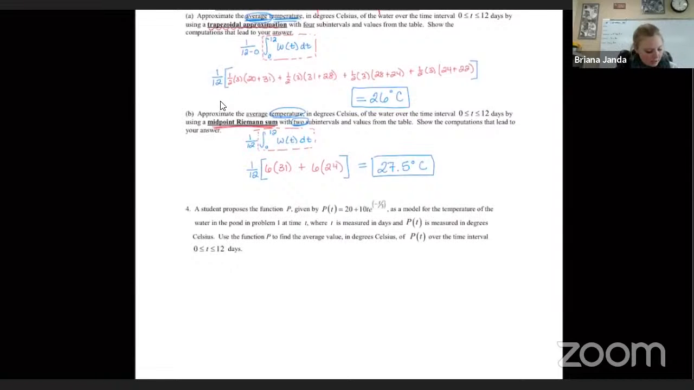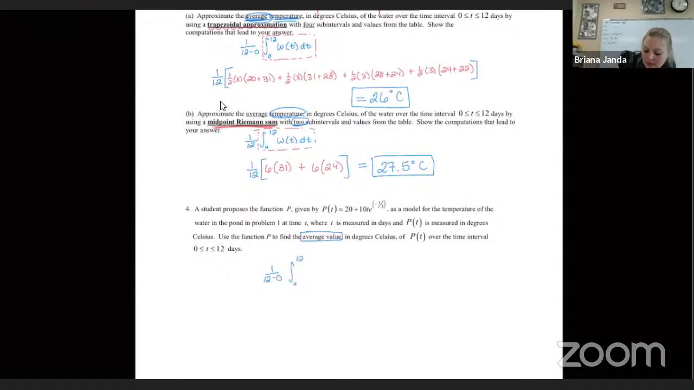All right. The last one on there says that they gave a function to model the temperature. So now they're proposing that this function would have given us the data you see in the table, or close to it, if we were to do like a linear regression or something for that. Anyway, a model for the temperature of the water in the pond. And it says use that function to find the average value in degrees Celsius over that time interval. So again, we're looking for the average of the function, the average value of the degrees over that interval from 0 to 12.